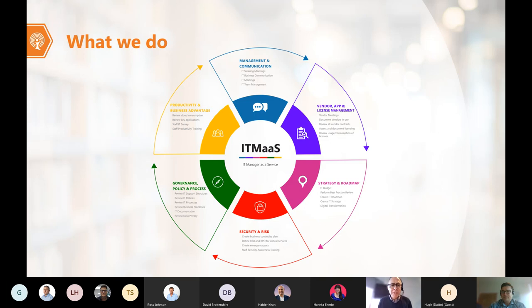So yeah, IT Manager as a Service, or as you've probably already heard us say, we sometimes call it IT Mass. You might have also heard it called VCIO or Virtual CIO. It's the same thing, just by another name.